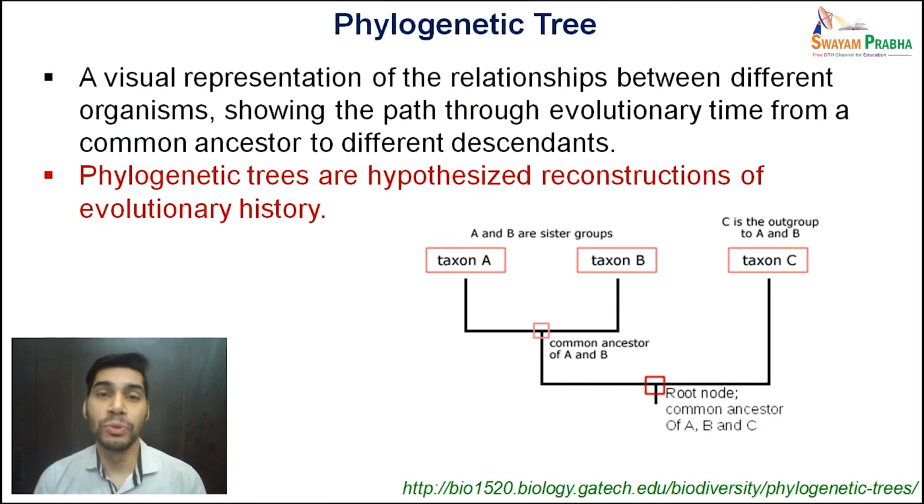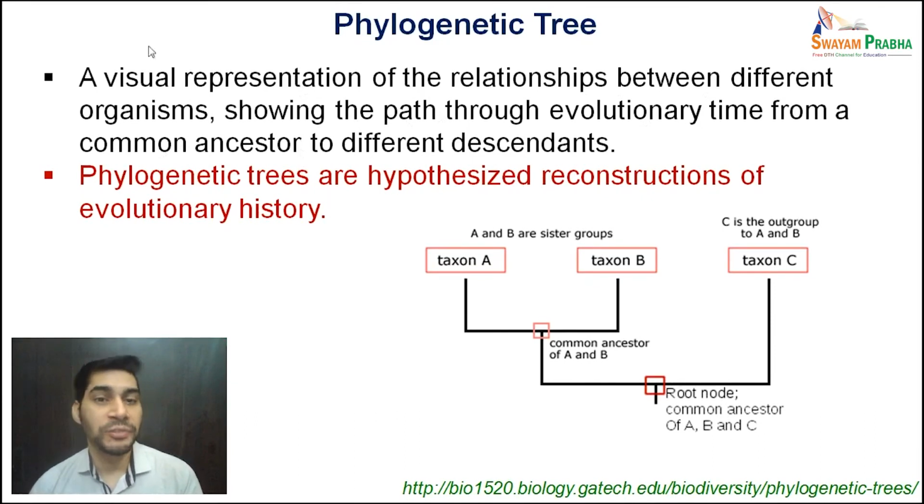Now let's move to the phylogenetic trees. Phylogenetic trees are nothing but a visual representation of the relationship between different organisms, showing the path through evolutionary time from a common ancestor to different descendants. That means when you visually show the relationships, particularly the evolutionary relationship between different organisms starting from their common ancestor to the present forms or their descendants, that is called a phylogenetic tree.